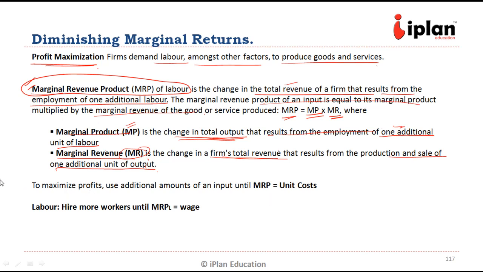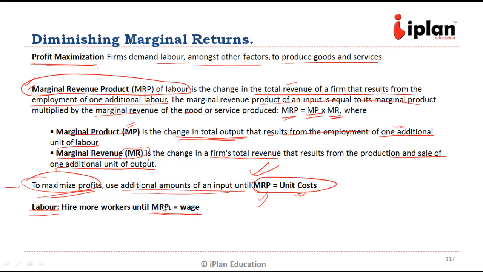Another important point here is how to maximize profits. How do we use the resources, the factors? We use an additional amount of input only till the point where the marginal revenue product remains the same as the unit cost. If our marginal revenue product is more than the unit cost, then it is wise to hire more. But when it reaches that level, or we say in the case of labor, when the marginal revenue product of labor becomes equal to the wage of the labor, then we should not hire. After that, we should not hire more labor.